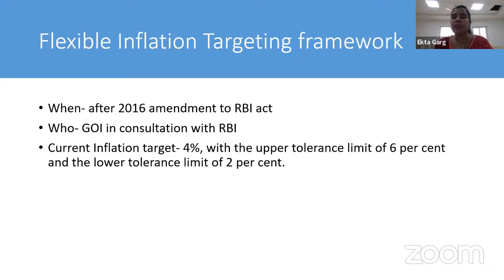And if RBI is not able to ensure this bracket of inflation, then we say that there is a policy failure. So if we have more than 6% inflation or less than 2% inflation in the economy for three consecutive quarters, we say that there is a policy failure, and certain other actions need to be taken to ensure we reach our target.